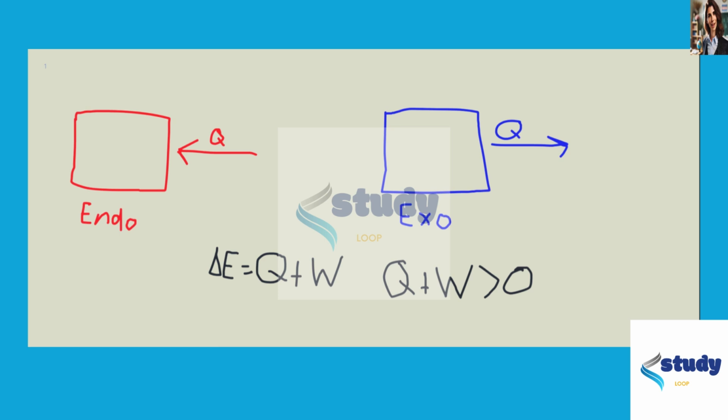And for section C, since none of these processes would have delta E less than 0, they're all going to have a delta E of greater than 0. So they're all going to experience a net gain in internal energy.